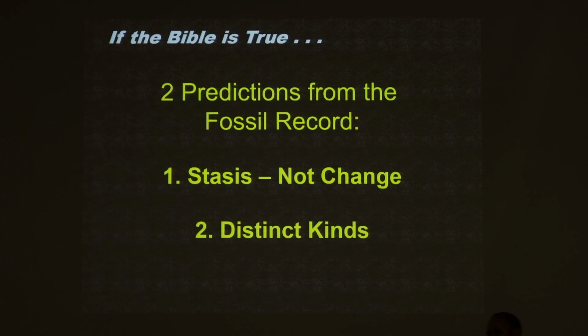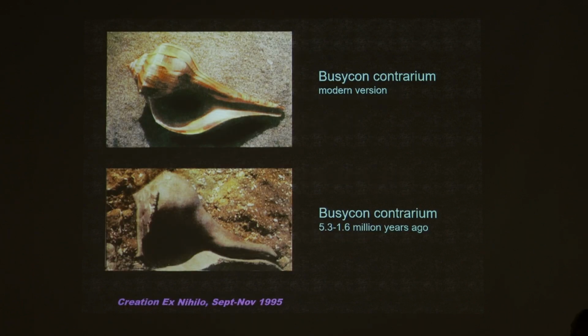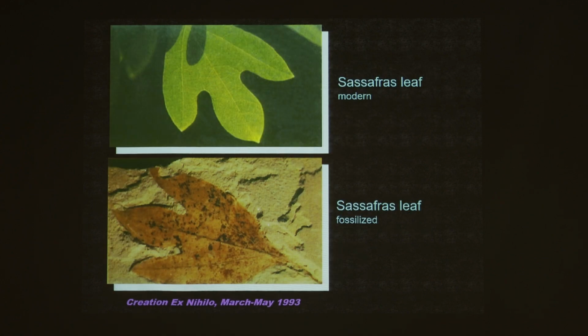In fact, if the Bible is true and how it talks about how life began, we would expect two predictions from the fossil record. We would expect stasis, not change, things staying pretty much the same. And we would expect to find distinct kinds of animals, not animals halfway evolving into another kind. So let's look. Do we see seashells pretty much being seashells? Yes, even though there's supposedly millions of years between them, we don't see very much change. Sassafras leaves have been sassafras leaves. Not even the leaf pattern has changed in supposedly millions of years of evolution.